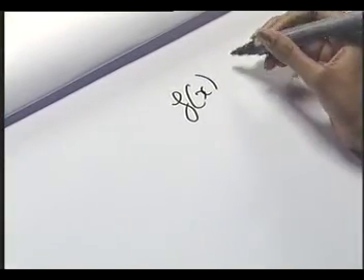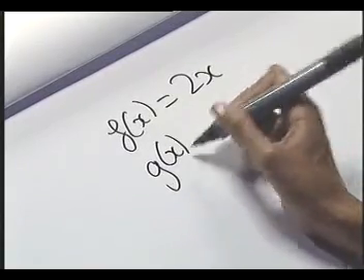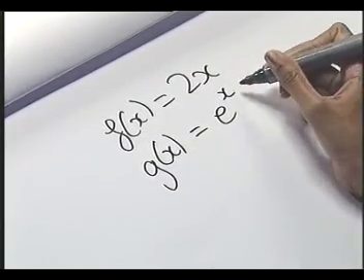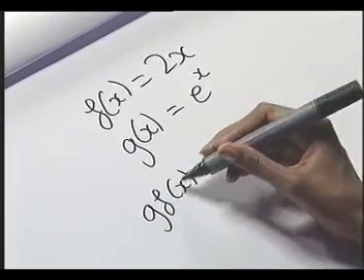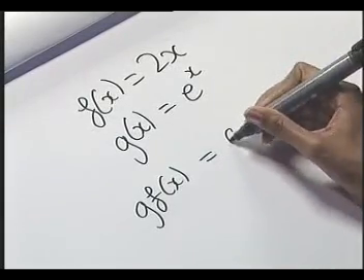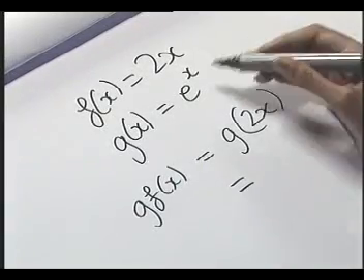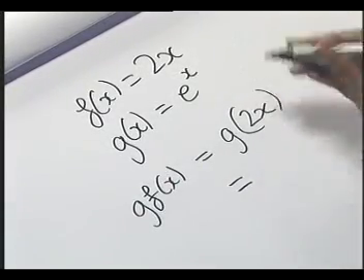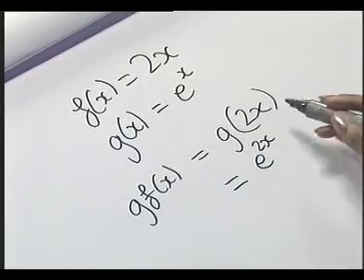Here's another example. This time we'll let f of x be given by f of x equals 2x, and we'll have g of x being e to the x. Now, to get g f of x, again, we write down what f of x is. That was 2x. And then we apply g to the whole of that. Now, g of x is e to the x, so g of 2x is e to the 2x. So again, we have here g f of x is e to the 2x.